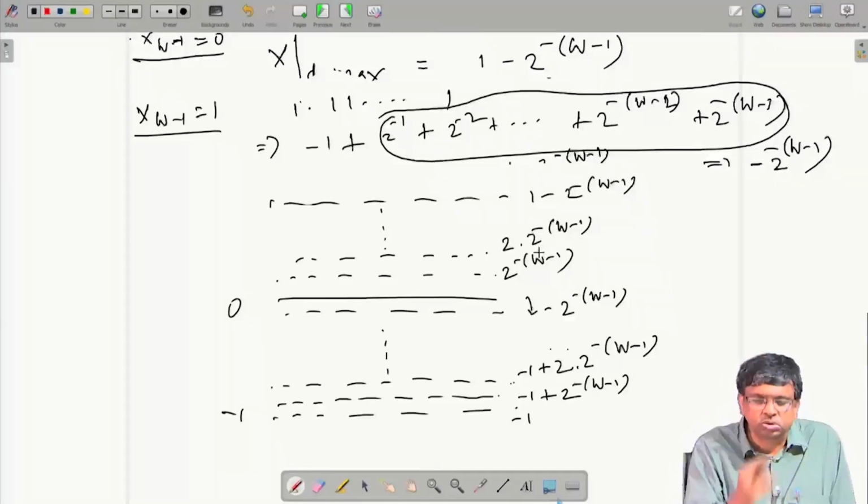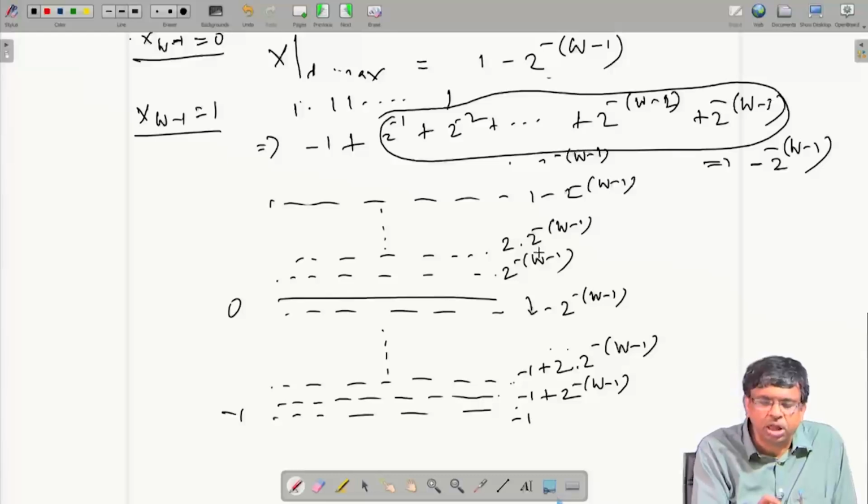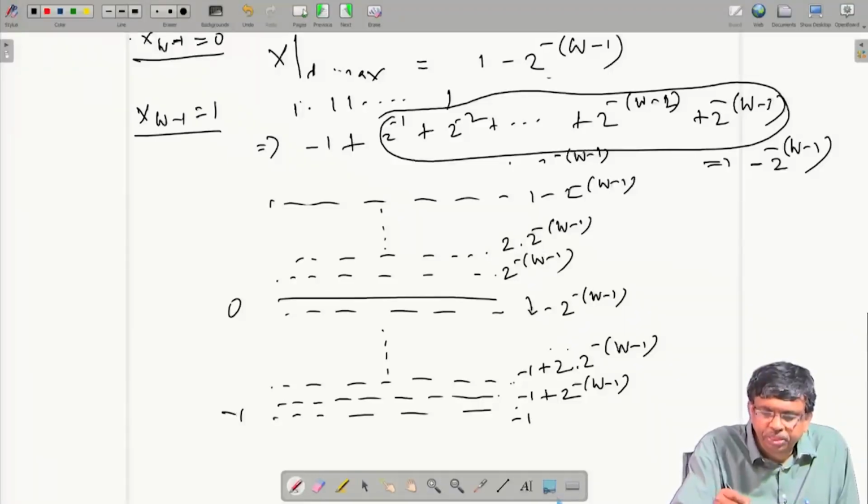Okay. This is the flow of the 2's complement number system. This is the definition. That under the 2's complement number system, if I give you a binary word, it has a specific decimal value given by that formula. Okay.